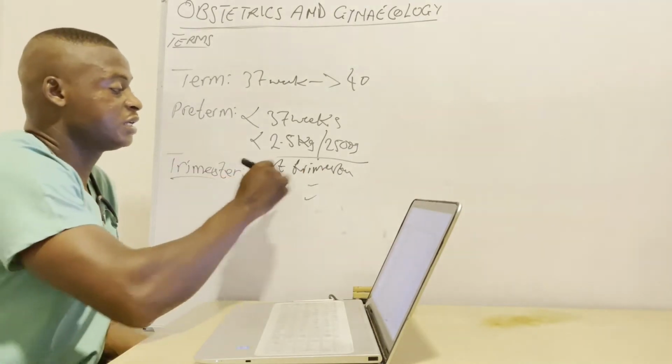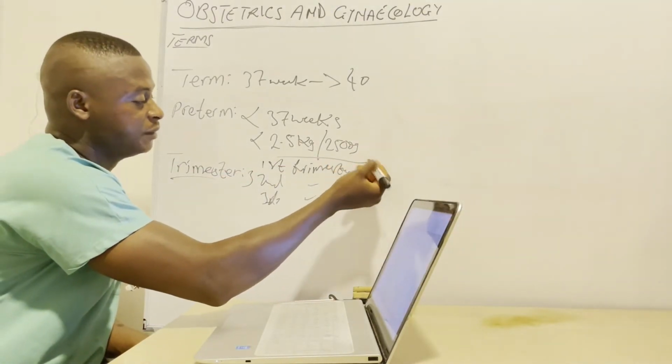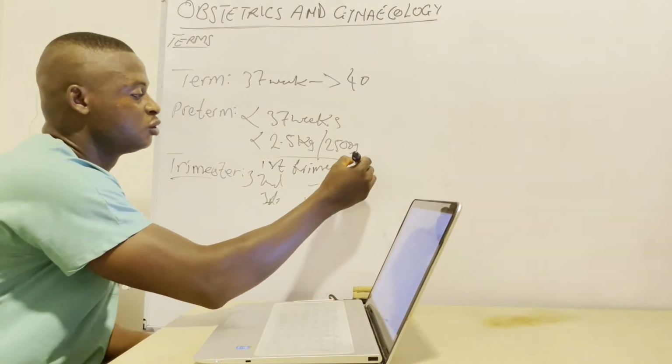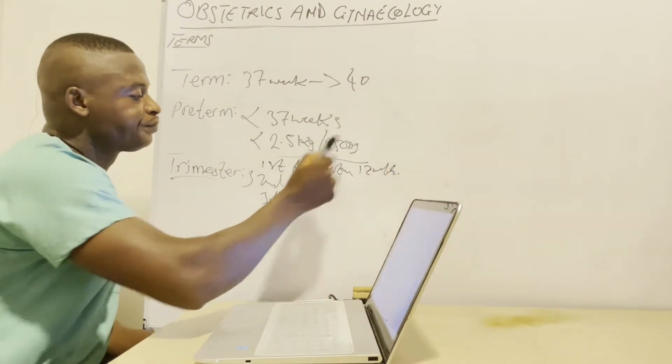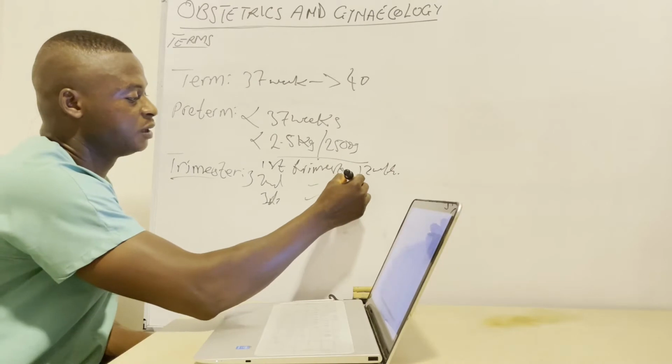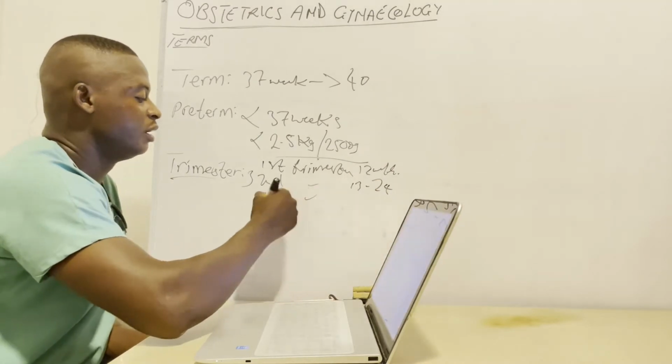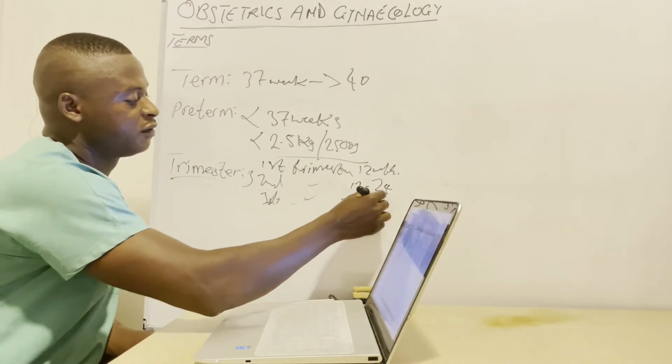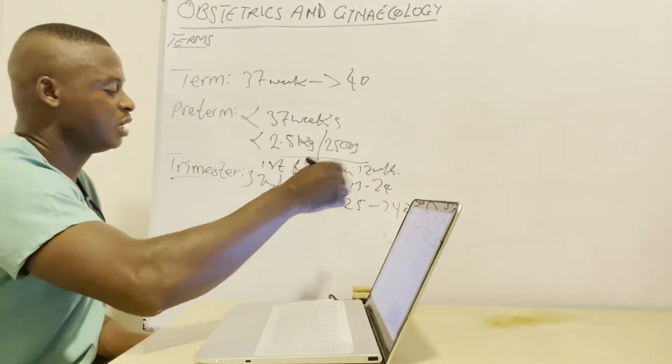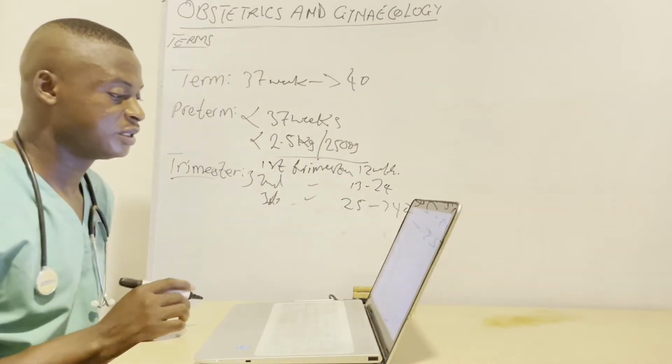Okay, so the first trimester is from the first day of pregnancy to the 12th week. The second trimester is from the 13th to 24th week, and then from the 25th week to 40 weeks, or till you deliver, is termed as the third trimester.